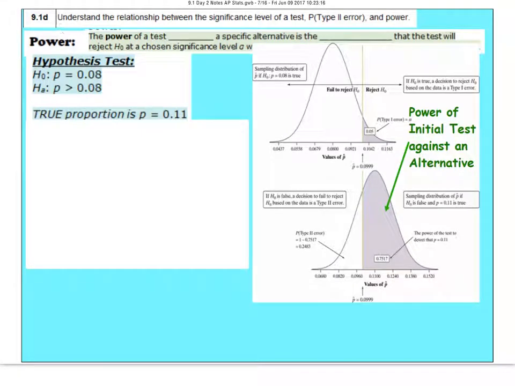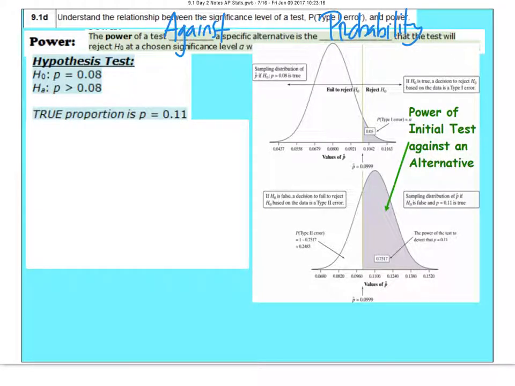In 9.1d, we're going to understand the relationship between the significance level of a test, the type 2 error, and the power of a test. So I first need to define what power means, and here's what it is. The power of a test against a specific alternative is the probability that the test will reject H sub 0 at a chosen significance level of alpha, when the specified alternative value of the parameter is actually true.